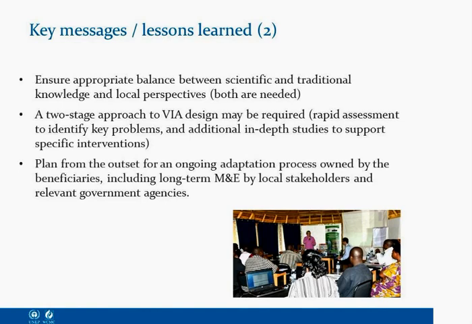And finally, another key lesson is that it is really important to plan from the outset for an ongoing adaptation process that is owned by the beneficiaries themselves, and also think about how local stakeholders can be involved in long-term monitoring and evaluation, because this is very often a gap in adaptation projects that they come to the end and it's still not clear how long-term monitoring and evaluation is going to be carried out. So getting the buy-in from local stakeholders and also the relevant government agencies is very important.